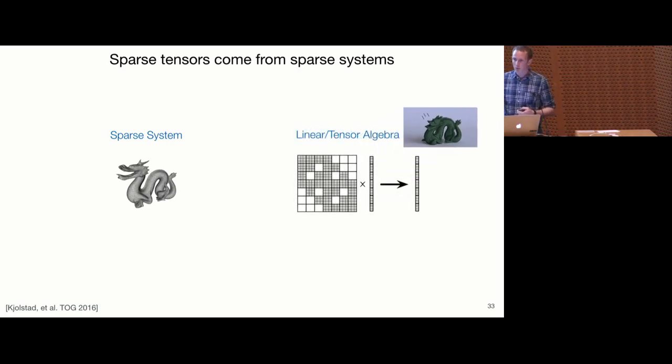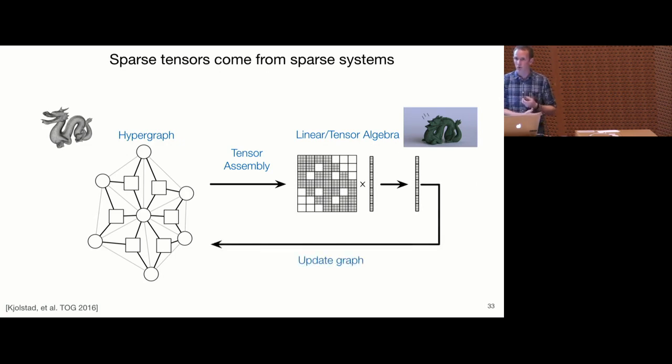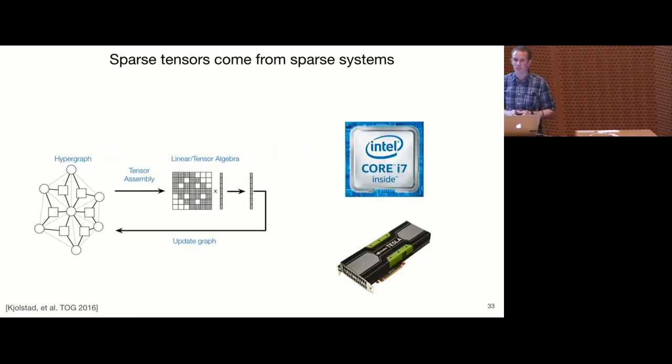So in our system, you can use linear and tensor algebra to compute the behavior as long as you discretize it first. And you can model the sparse system with a hypergraph. So what I'm showing here is a hypergraph where you have square edges connecting circular vertices. And this hypergraph is hierarchical, so it's powerful enough to model something like a mesh where the edges would be triangles and the vertices would be degrees of freedom. Then we have a programming language construct that can assemble a matrix or a tensor or vector from a hypergraph. You compute in linear algebra and then you store that back to the graph. So now you have a full flow from your system through your computation, which is what the matrices are, back to the graph. And we can compile this to CPUs and GPUs.